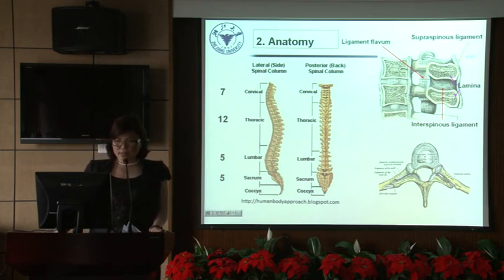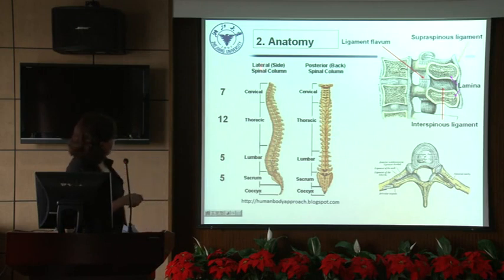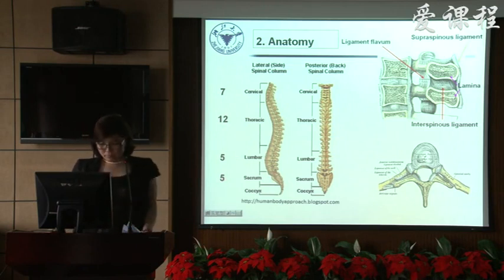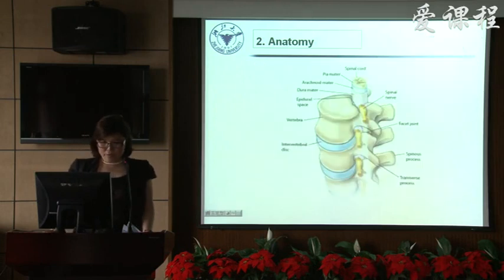Right? And the second one is the anatomy. And we can see this is the spinal column, right? This is the lateral side, and this is the posterior back of the spinal column. And cervical is 7, thoracic is 12, lumbar 5, and sacrum 5, right? We should be familiar with this one.